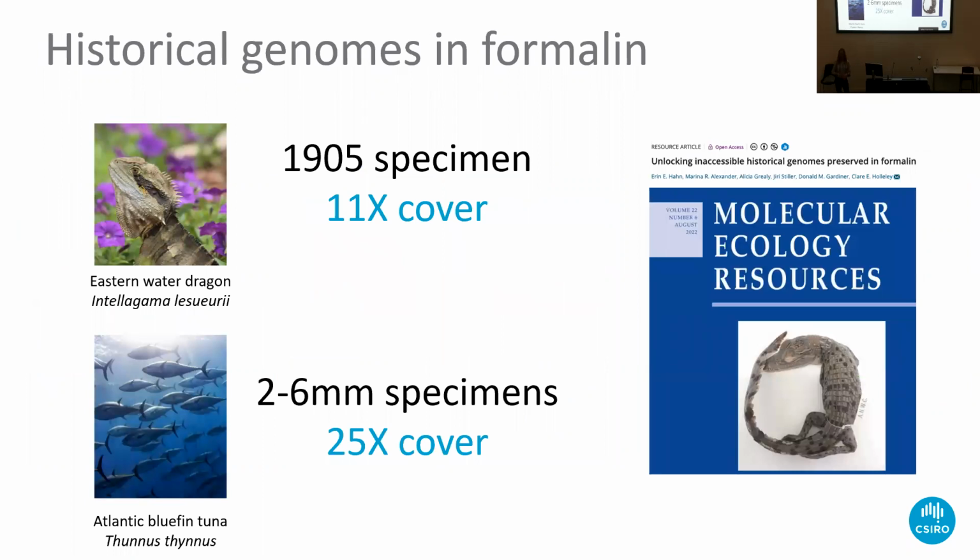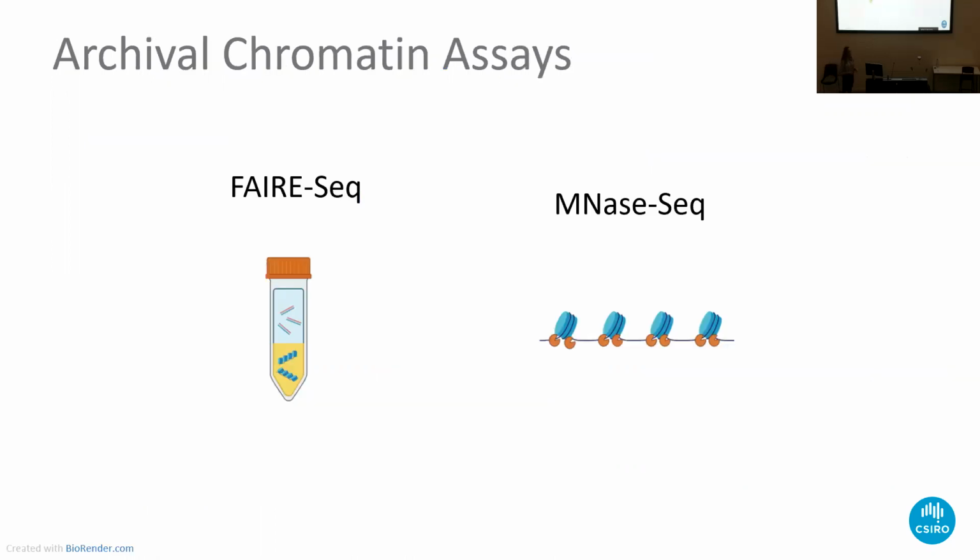We published this work in Molecular Ecology Resources last year. At that time, we were getting about 3 or 4x cover from some of our better specimens. Since publishing that, we've also had really good success with really old specimens, getting up to 11x cover on Eastern Water Dragon specimens from 1905, and also really small specimens, infinitesimally small tuna larvae that we're getting upwards of 25x genomic cover from. So we've smashed that assumption that you can't get whole genomes out of formalin-preserved tissues.